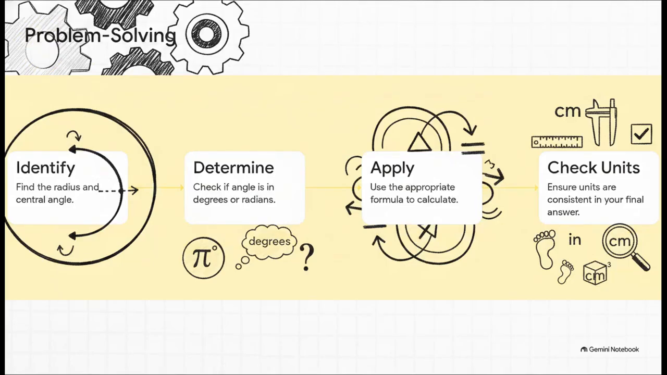To actually apply these formulas without getting tripped up, I want you to follow this 4-step strategy every single time. 1. Identify your given parameters. Just find your radius and your central angle. 2. Look closely to figure out if that angle is measured in degrees or radians. 3. Carefully apply the correct formula based on those units. And 4. Always check your unit consistency. Are we dealing with inches, feet, centimeters?